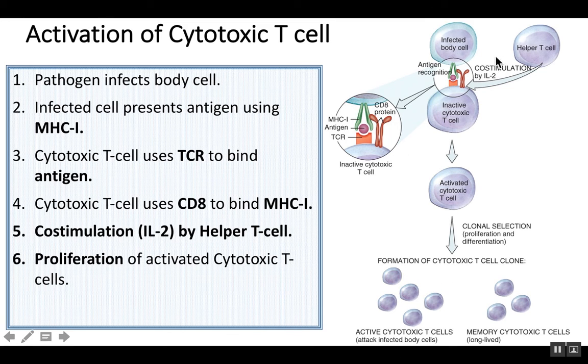It's going to kill that infected cell, but then it's going to amplify and clone itself and go out and look for more. So those are the active cytotoxic T cells. And some of them are going to differentiate into memory cytotoxic T cells. So now you've got all kinds of active T cells out there looking for this pathogen. You've got memory. So if it ever gets in again, maybe years, decades later, you'll have a strong secondary immune response.